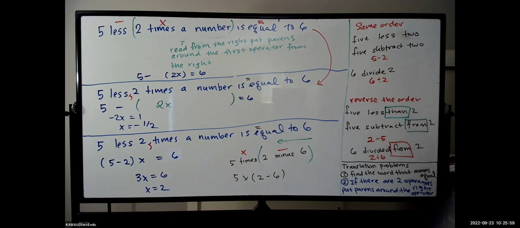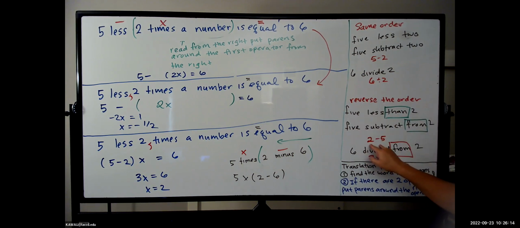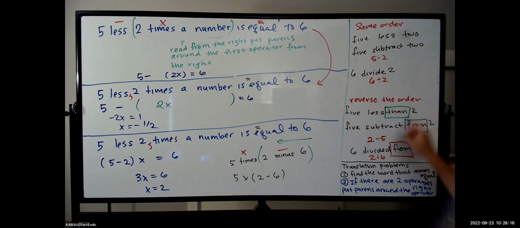Okay. Now, there are two words that'll make you flip the order of the numbers. Those words are than and from. So if you have 5 less than 2, the 5 and the 2 switch sides, right? Reverse the order of the numbers. Same thing as if you have something like 6 divided from 2, you reverse the order. Okay. Now, the other issue, let me take a picture of this.